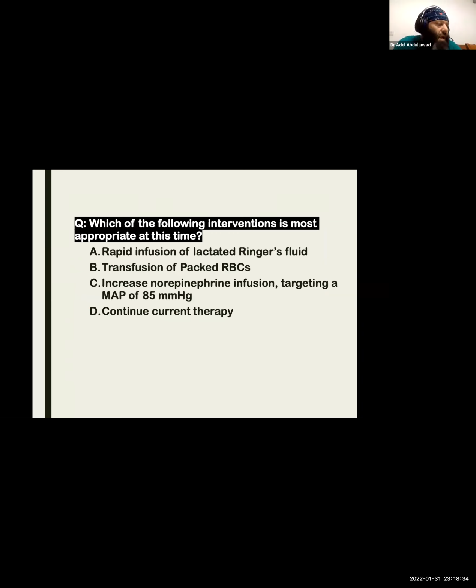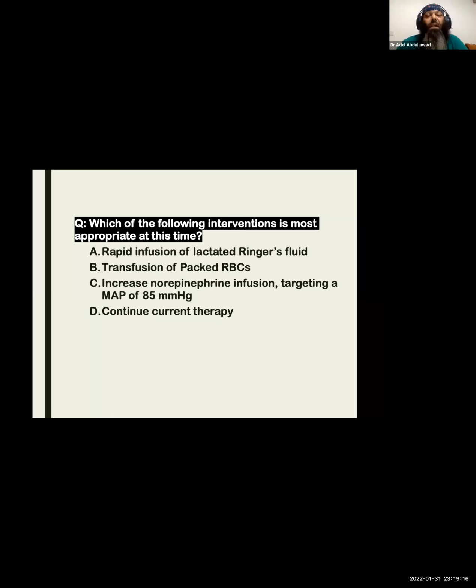According to the scenario and the figure, which of the following interventions is the most appropriate at this time? Be cautious when you have an MCQ and they are telling you the most appropriate. You may find more than one answer is correct, but he's asking you what's the most appropriate. This is one of the things we teach our residents and fellows with MCQs: be careful when they state the most important. You may have one or two correct, but not the most important.